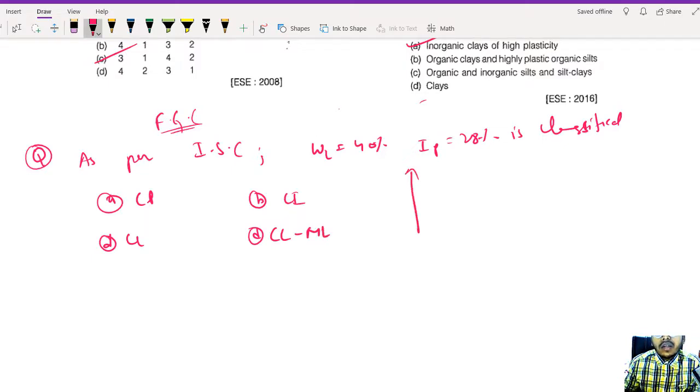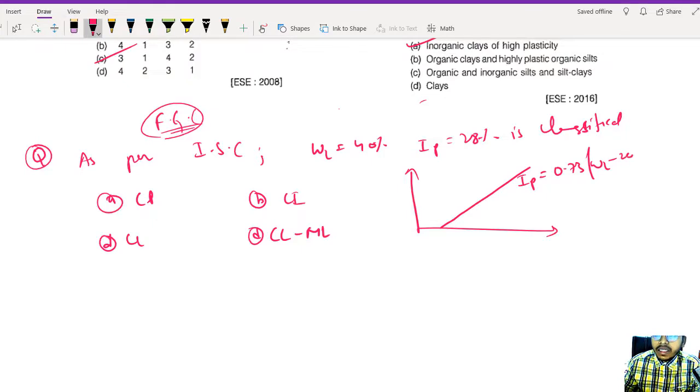See, very simple. When I get these fine grain particles, you know what to do. First you have to draw our A line. Okay, what is the equation of the A line? IP is equal to 0.73 into (WL minus 20). So that is my A line equation. Here IP value is given, WL value is given. So for this sand, what is the IP value for 40% water content? It is 28.